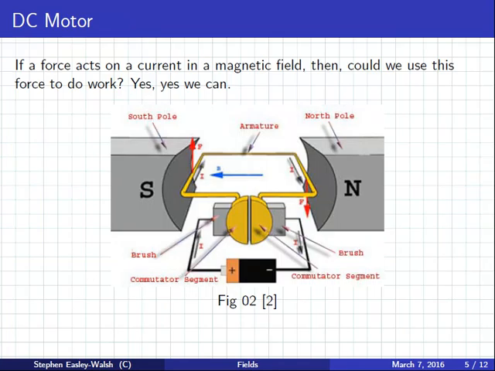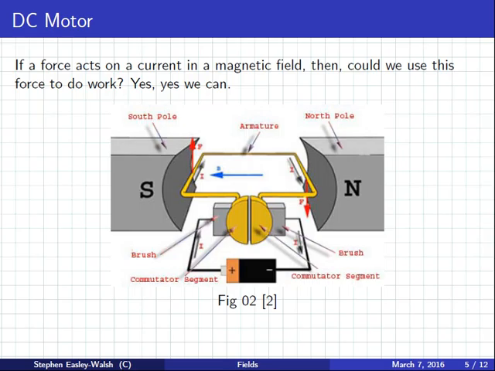So if you watch, here is the current. Current comes out here, goes around, and then it goes around here, around here, around here, around here, and then back to here. Okay, so this is the current.